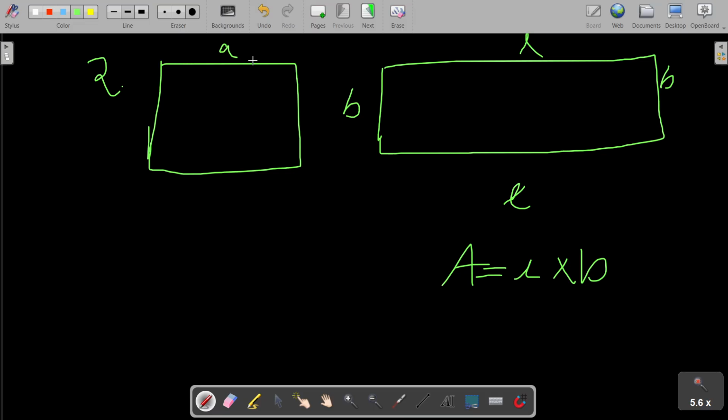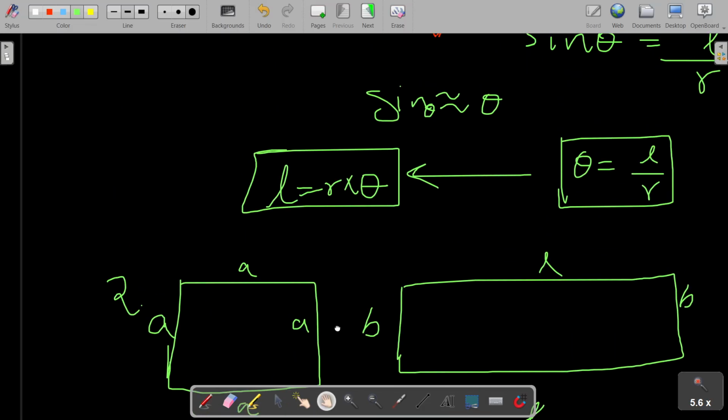And for a square, all sides are equal. A square is basically a rectangle, but if all sides are the same, then we call it a square. A square is a rectangle. So like in the rectangle, where we calculate area as length times breadth, we can use the same for a square. For a square, length is a, breadth is also a. So a times a is a squared. So the area of the square is a squared.